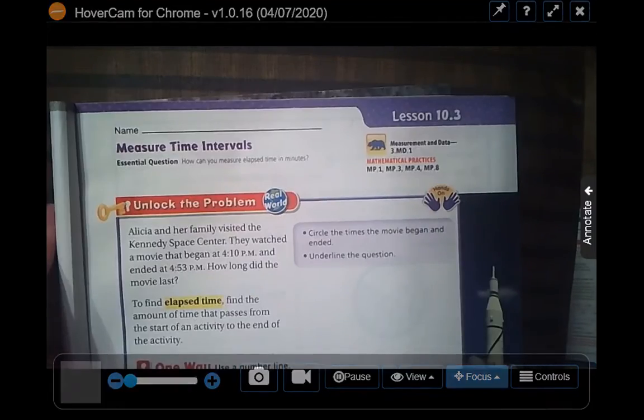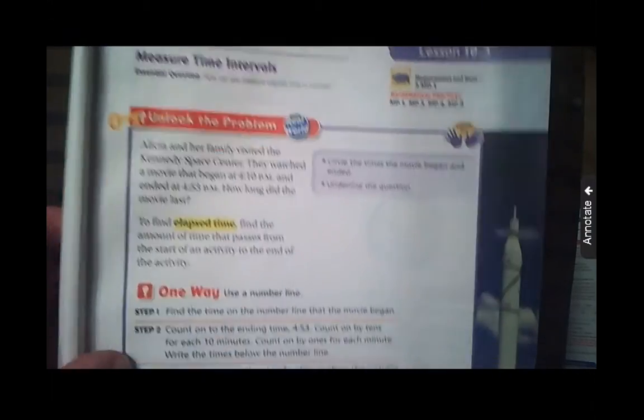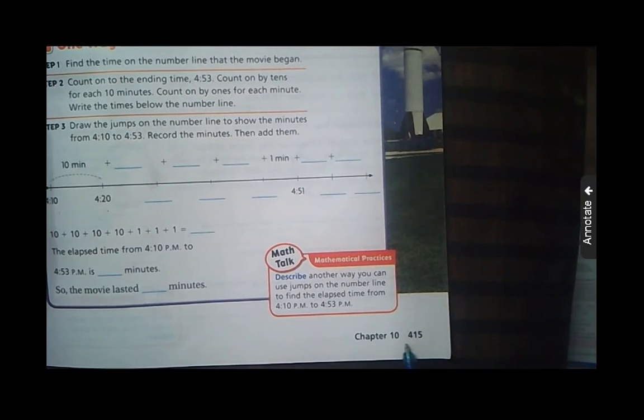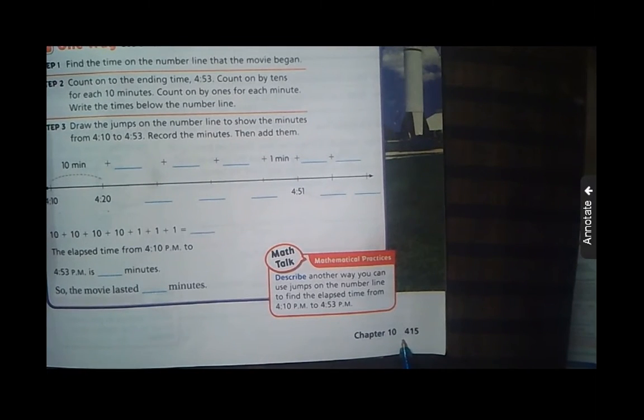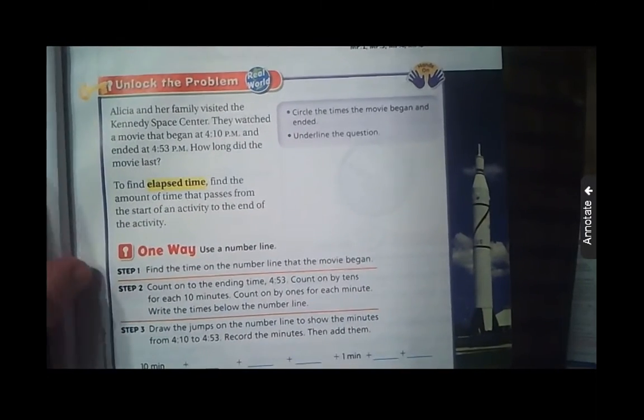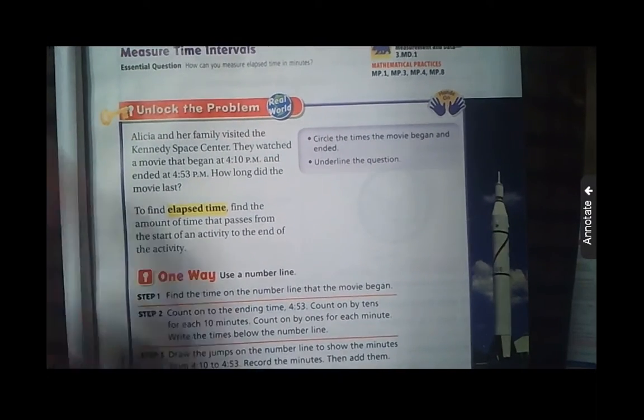Today we're going to be working on lesson 10.3. You can find it in your math book on page 415. All right, I'm going to be doing this lesson in pen just so you can see it better. But I would like you to do it in pencil.